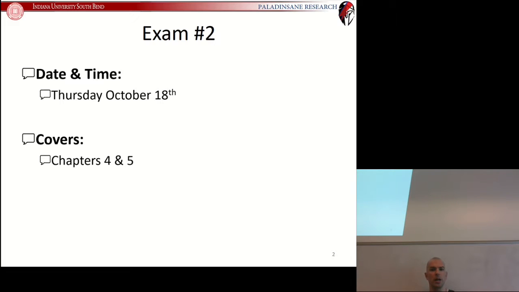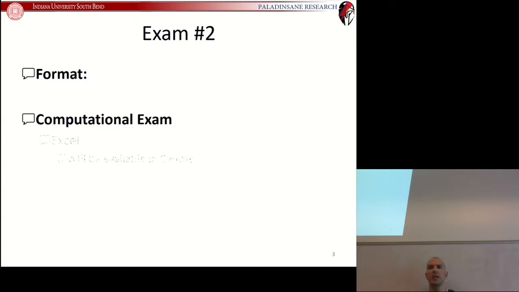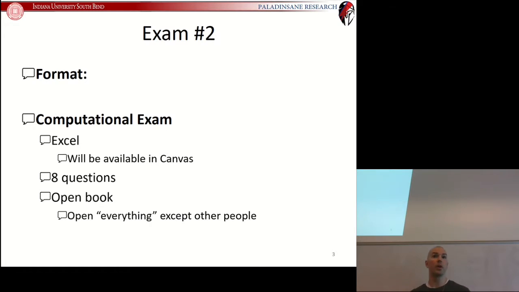So just those 2 chapters, and it's going to be a computational exam, just like exam number 1. It's going to be in Excel. That'll be available through Canvas. You have to be here when you're completing it. There'll be 8 questions, and once more, it will be open book. By which we mean open any resources that you want to use except other people. So no communicating, no Skyping, no FaceTime, anything like that. However, anything else you want to bring is fair game.